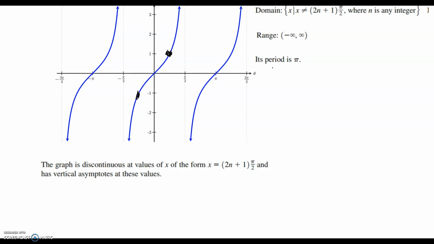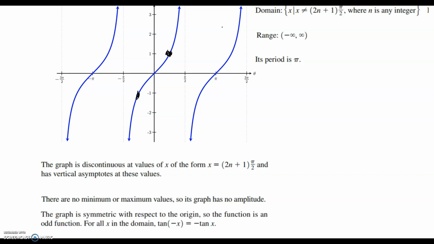So the next one is the graph is discontinuous again. That's where your asymptotes are at the odd multiples of pi over 2, which we talked about with the domain as well. But then there is no amplitude. Amplitude, remember, was half the distance between the maximum and the minimum. Well, since there is no maximum and no minimum here, because the graph continues to go up and it continues to go down, therefore there is no amplitude.